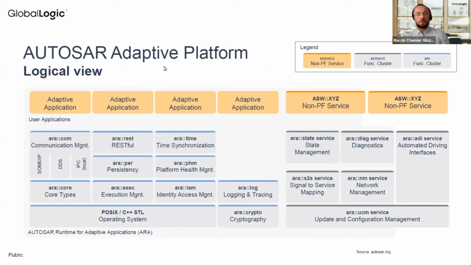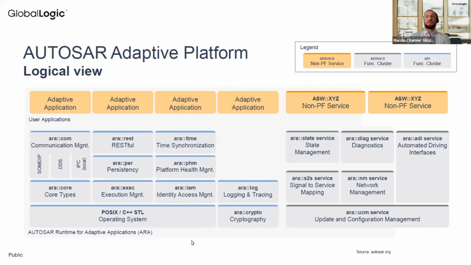So how does the AUTOSAR Adaptive platform look from inside? As we can see, the adaptive platform architecture logical view shows the architecture of the adaptive platform. The adaptive application runs on top of the AUTOSAR runtime for adaptive applications. I will show it. So this part here is the AUTOSAR Adaptive runtime. In short, it's called ARA.